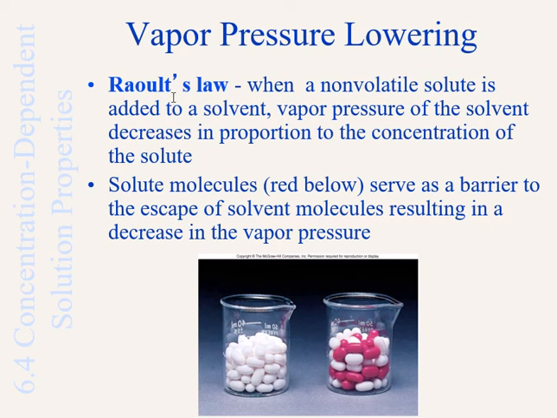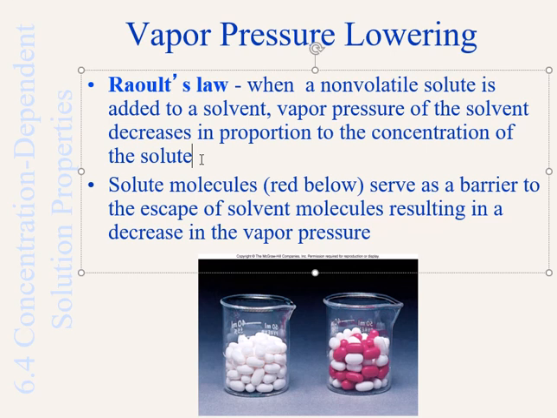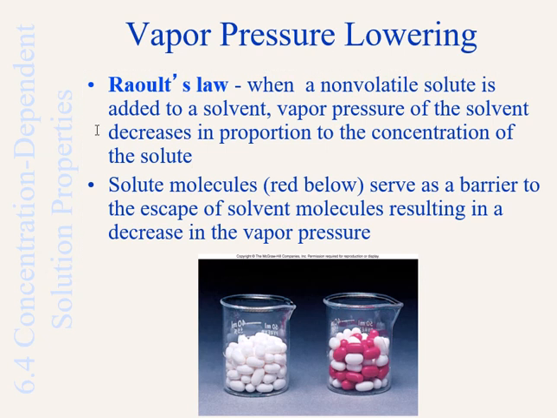Raoult's law states that when a non-volatile solute is added to a solvent, vapor pressure of the solvent decreases in proportion to the concentration of the solute. So notice first of all that Raoult's law does not state anything about the identity of the solute, whether it's salt, sugar, or anything else. But it does state that as the concentration of the solute goes up, the vapor pressure for that particular solvent will go down.